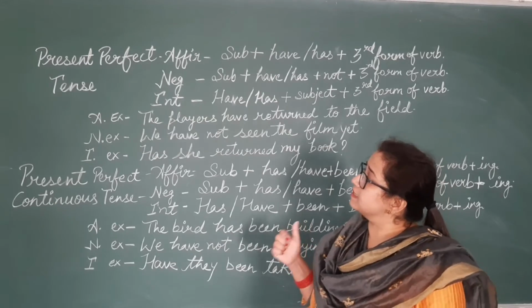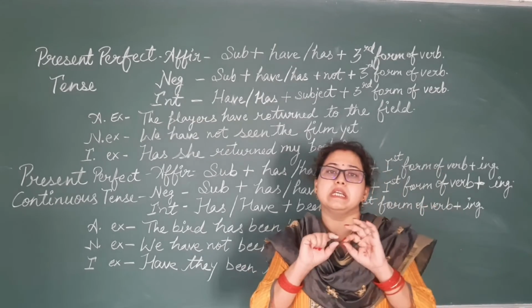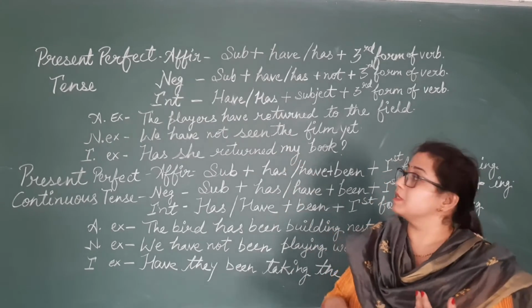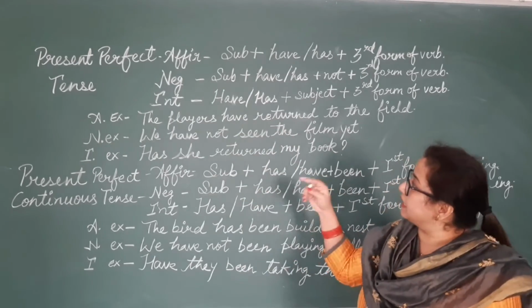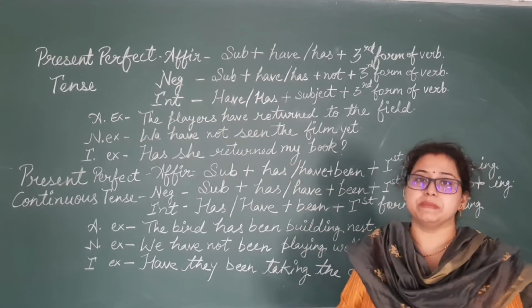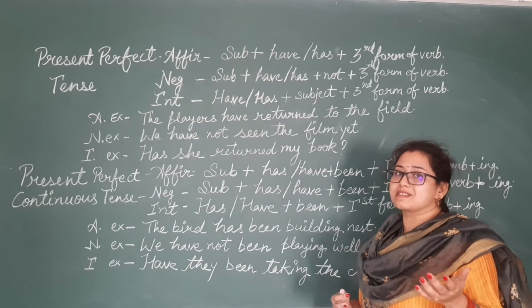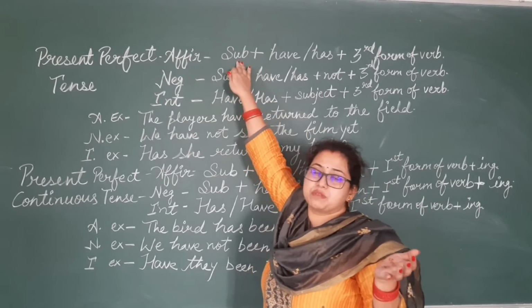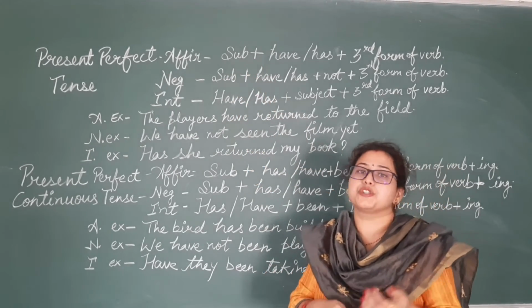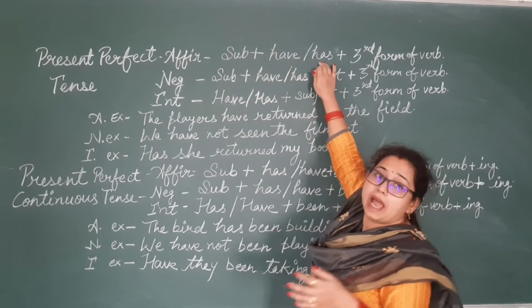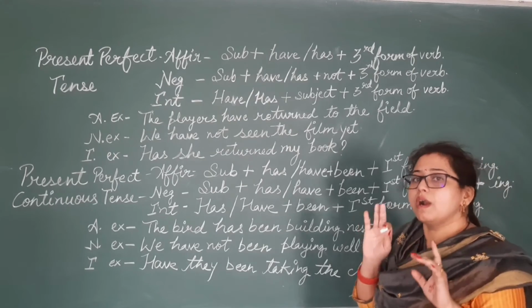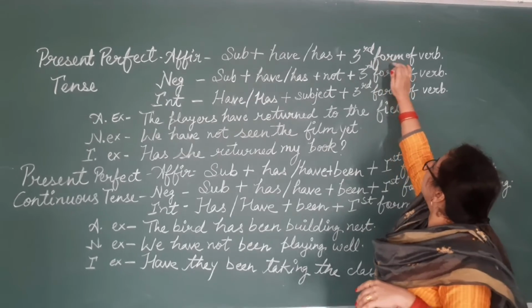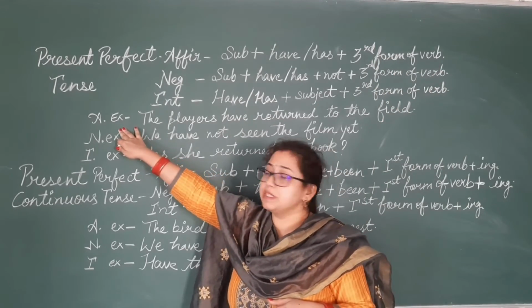What comes in present perfect tense? Perfect means everything should be in a proper way. It is also divided into three parts. First is affirmative, which means yes. Negative means no. And then interrogative, which means a question, when we are going to ask some question. Now the formula of affirmative is subject. Subject, as we all know, is the name of the person or thing, and it can be plural or singular. Then have or has. One of them should be there. We use has for singular and have for plural. And then the third form of the verb.